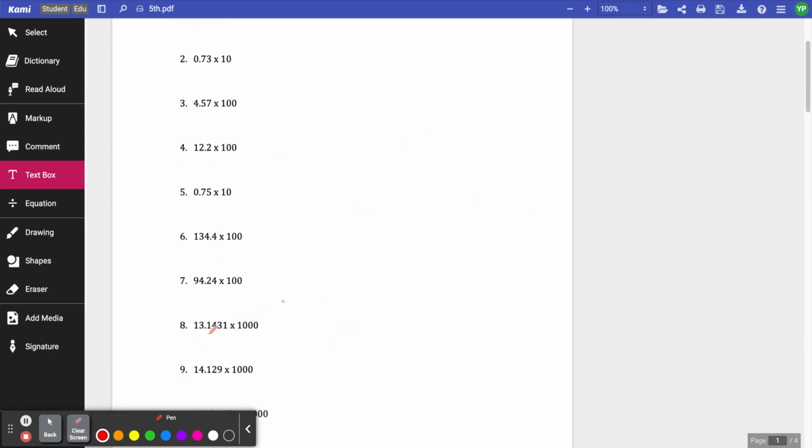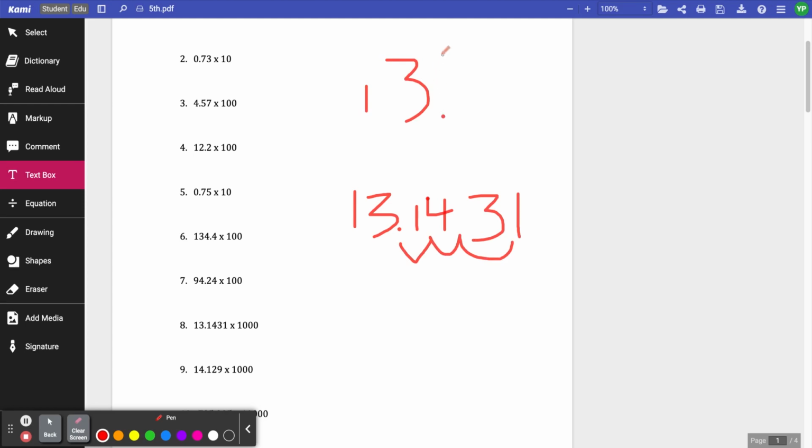And for number 8, for 1,000 you move it 3 times, for 10,000 you move it 4 times, and so on. So we have 1,000, so we move it 3 times. So it's going to be 1, 2, 3. Then it becomes 13,143.1.